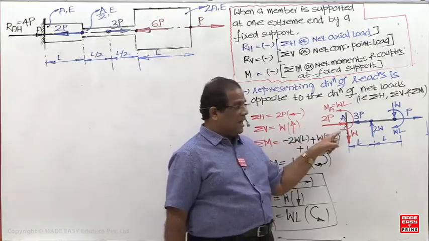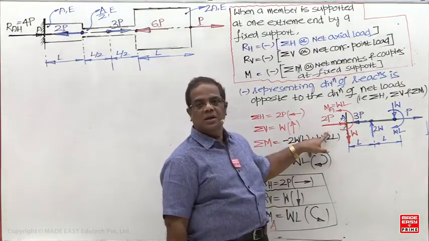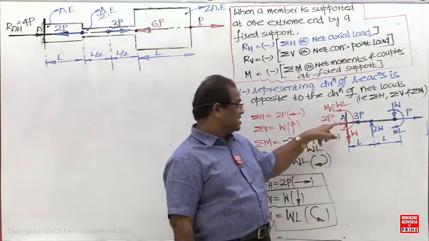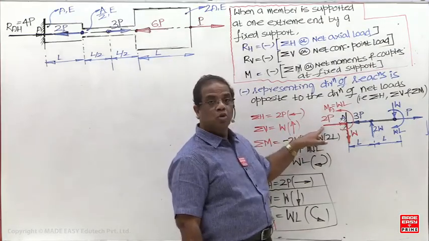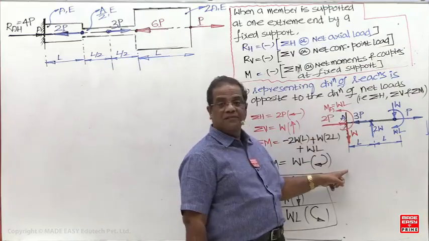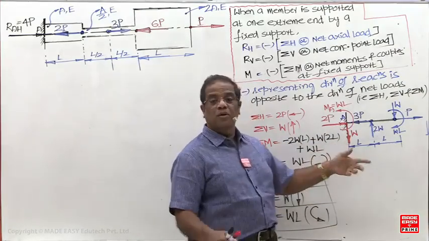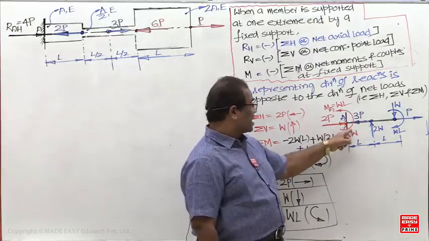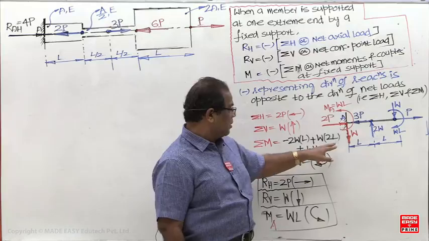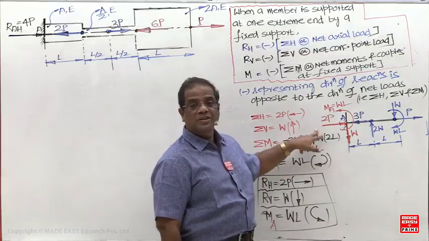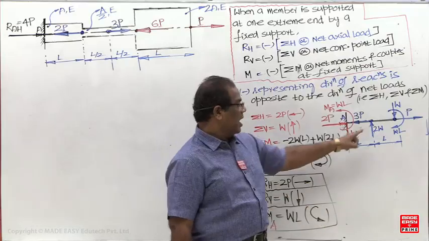So now directly at A, this will become the axial load at this cross section. What have you studied? At the extreme end, directly, the axial load will become that. So what is the axial load at A? 2P compressive. What is the shear force at A? W negative. Directly this constant point load will become the shear force, and directly this couple will become the bending moment. So at A, the shear force is minus W, the axial load is minus 2P, and the bending moment is minus WL.